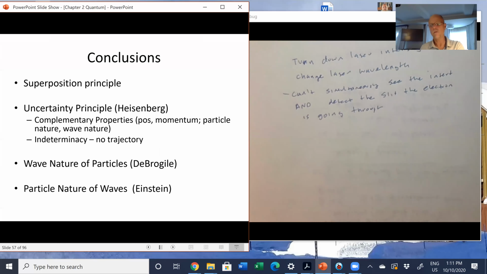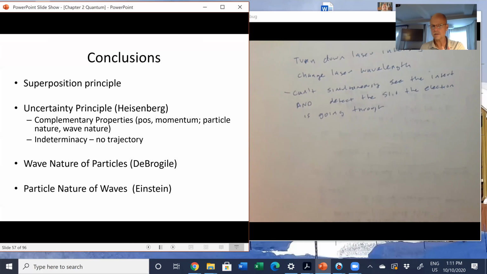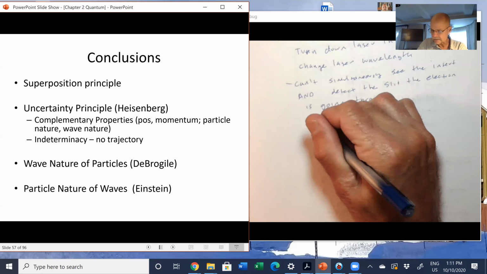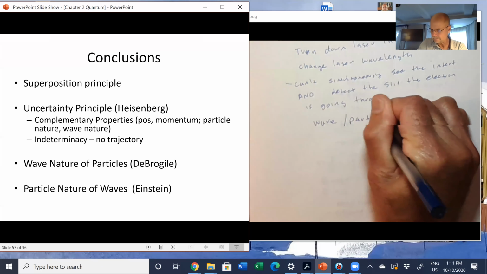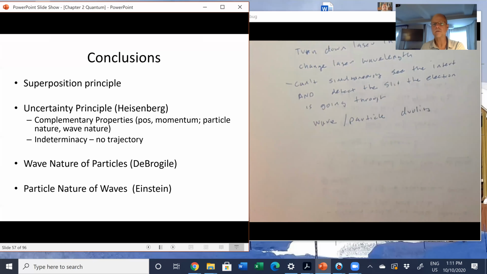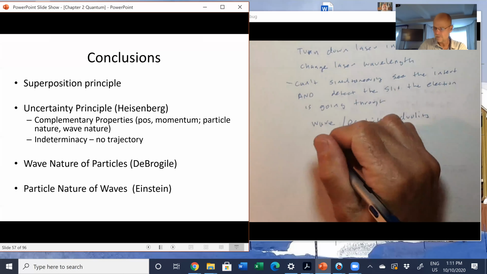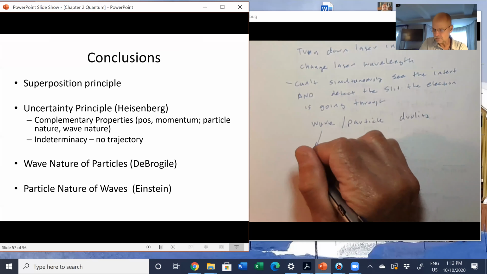So why is that? Well, I'll go through these conclusions here in a minute. But basically, you've come up against the wave-particle duality of matter. We've come right up against the wave-particle duality of matter. The wave nature of matter of the electrons is what produces the interference pattern.